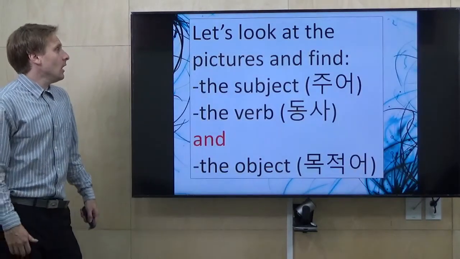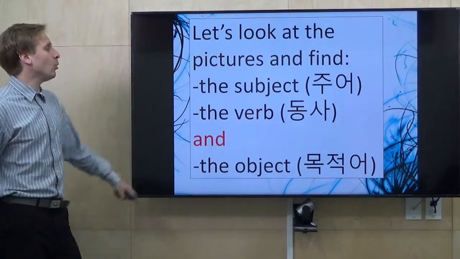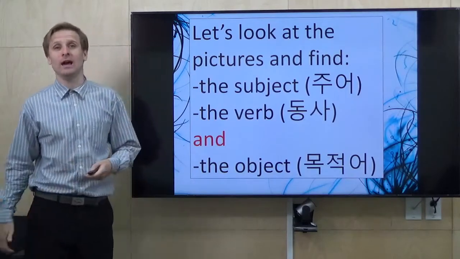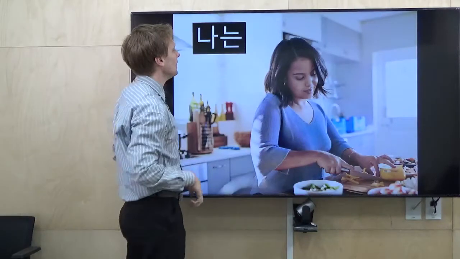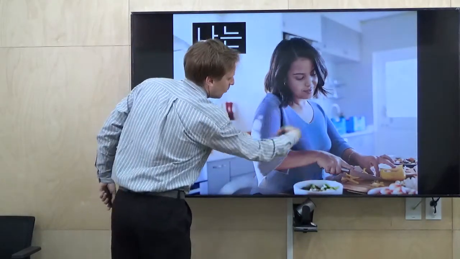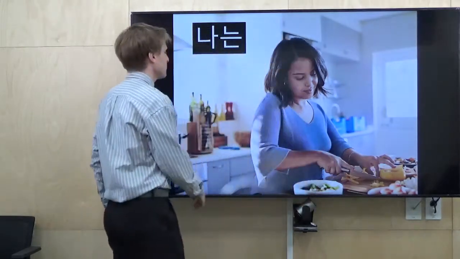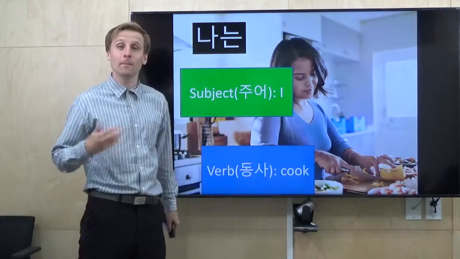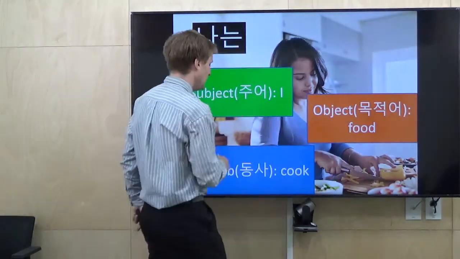Okay? Let's look at some pictures and find from the picture what is the subject, what is the verb, and what is the object. Okay? First of all, here is our subject, and here is what is she doing, that's our verb, and here is the object. Alright? So subject I, verb cook or make, we'll say cook. And object food. I cook food.